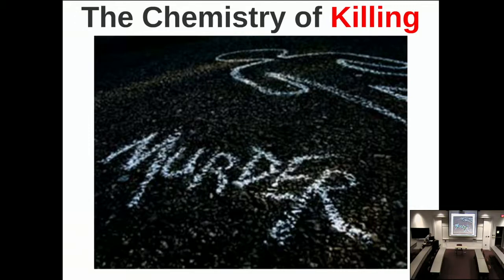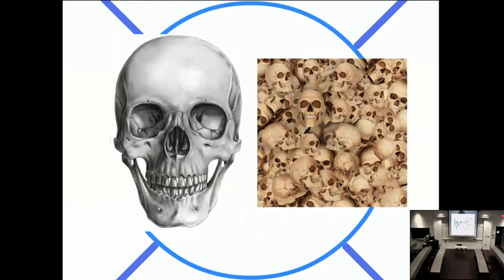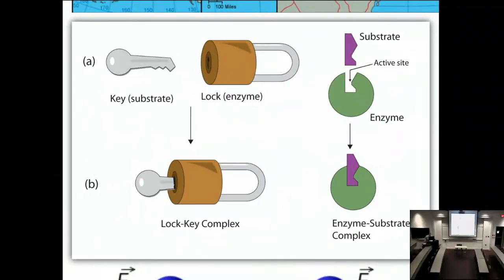Here is the chemistry of killing. So the idea is, how can we use chemistry, or how have people used chemistry to kill other people? In some cases, how to kill lots and lots of people. Before we get into the specifics of this talk, we need to cover a few generalities. And so one of those generalities is shown here.